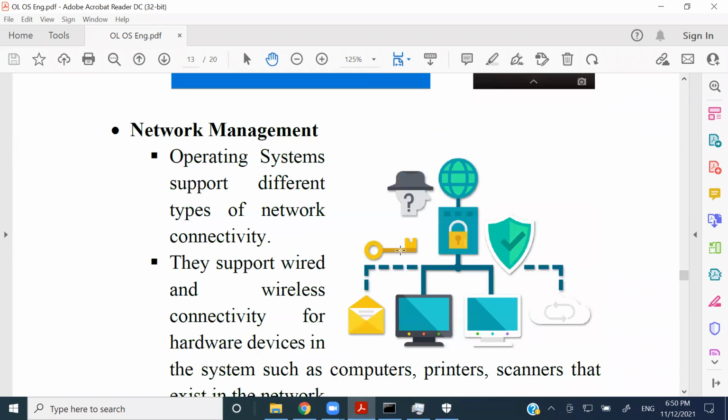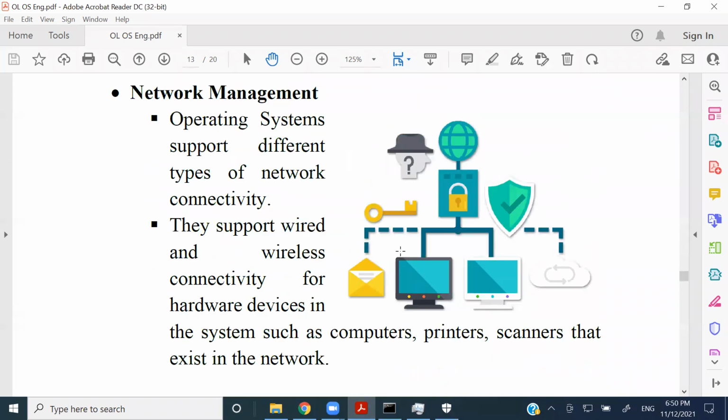Okay, people, the last one is the network management.